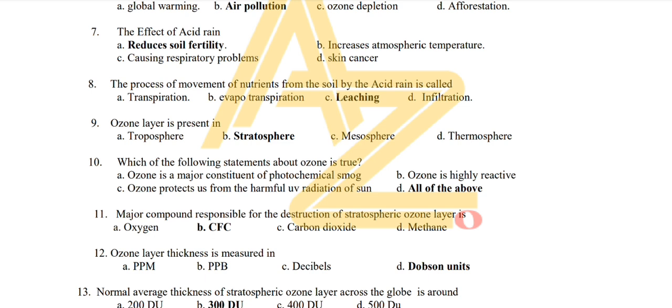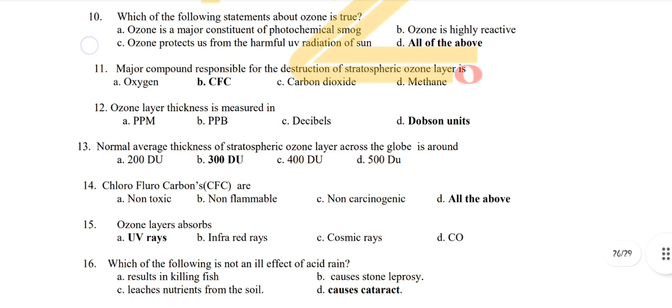Which of the following statements about ozone is true? All the above. Ozone is a major constituent of photochemical smoke. Ozone is highly reactive. Ozone protects us from the harmful UV radiation of the sun. 11th question, the major compound responsible for the destruction of the stratospheric ozone layer is CFC. Ozone layer thickness is measured in Dobson units. Normal average thickness of the stratospheric ozone layer across the globe is around 300 Dobson units.